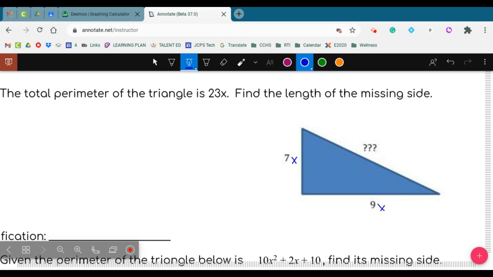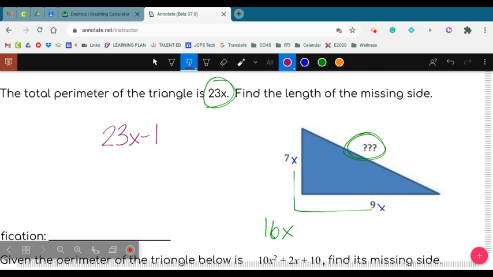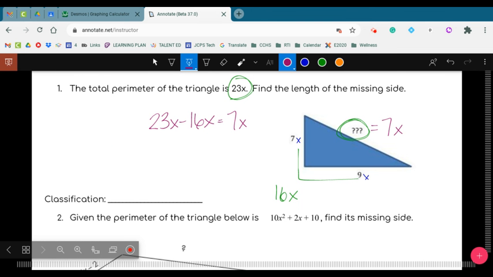So I need to first think about how you would find that missing side. We need to first combine our two sides. So 7x and 9x is going to give me 16x. If I know the length of these two sides, but I need to find this third side, and I know the total, what would I do? You should tell me subtract. So you're going to take 23x minus 16x. It's going to give me 7x. So this side is going to equal 7x. Ignore the classification.